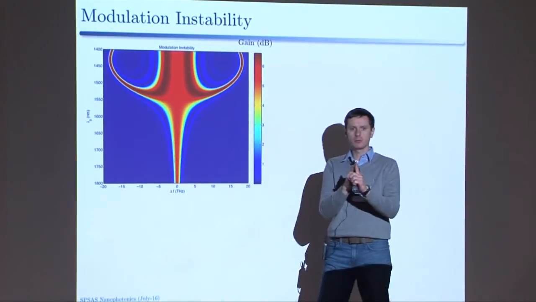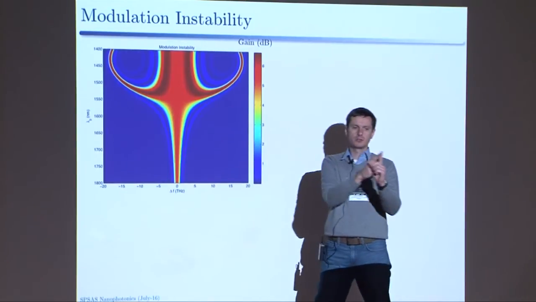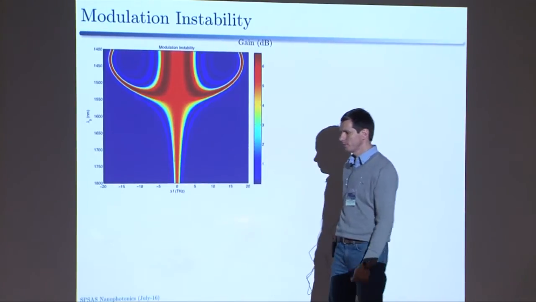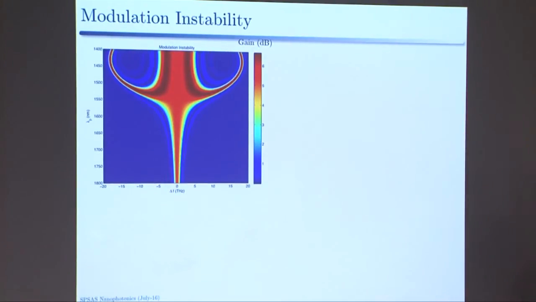So what I'm doing is going from normal to anomalous dispersion, so changing beta 2 from positive to negative. And beta 4 is always positive in that case, but it changes the value, right? And you have this shape. Let's see if we can understand that.